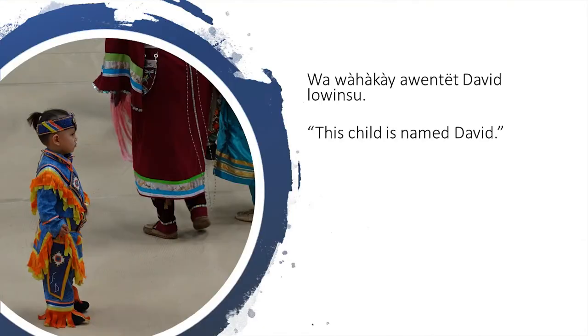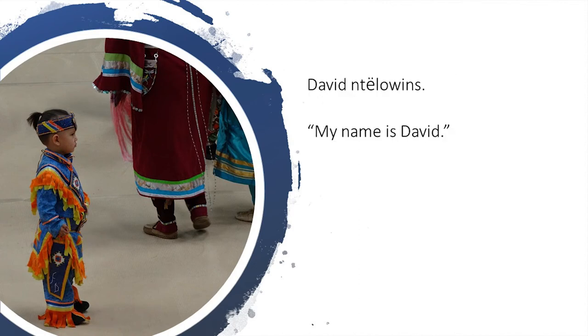Here we'll learn about David and some of his siblings. Wa wahake awantet, David Lowensu. This child is named David. Wa, this is an animate marker, meaning this. Wahake awantet, this means boy. Lowensu means he is named. If David were to introduce himself, he would say, David Ntelowens. My name is David.